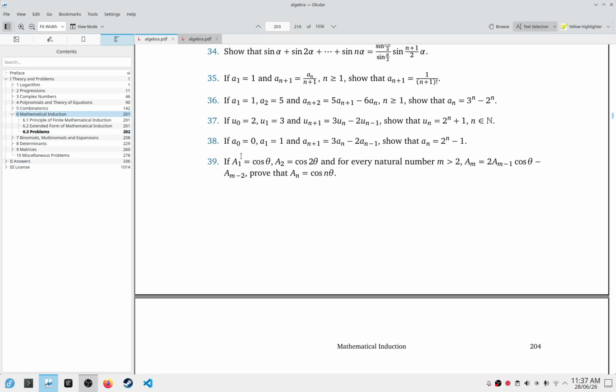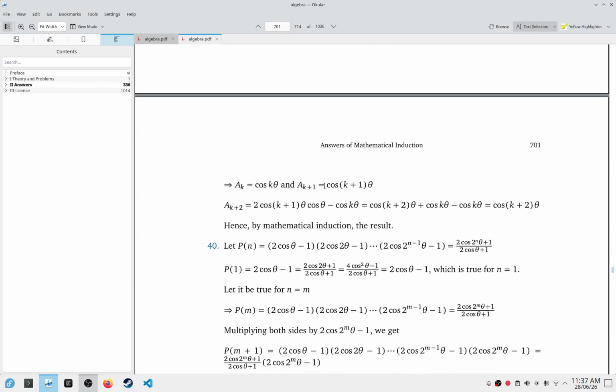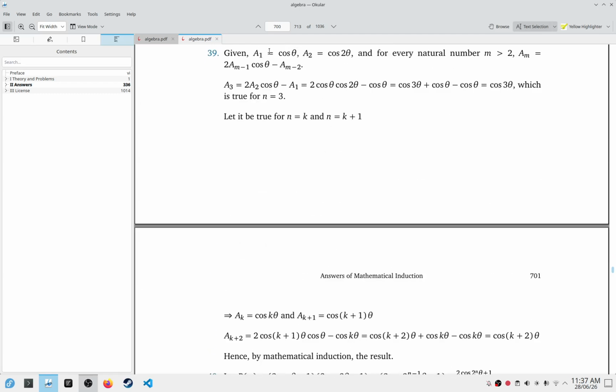Question 39 says that if A1 is equal to cos theta, A2 is equal to cos 2 theta, and for every natural number m greater than 2, am is equal to 2 am minus 1 cos theta minus am minus 2, prove that an is equal to cos n theta. So we are given that A1 is equal to cos theta and A2 is equal to cos 2 theta, and for every natural number m greater than 2, the same relation holds.